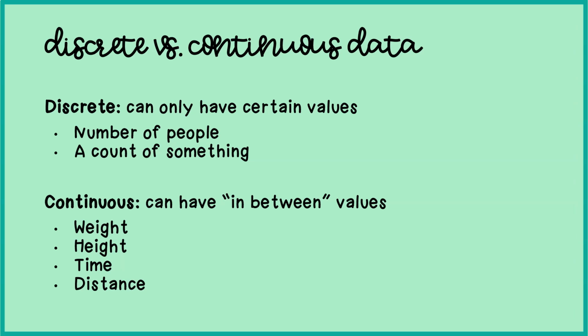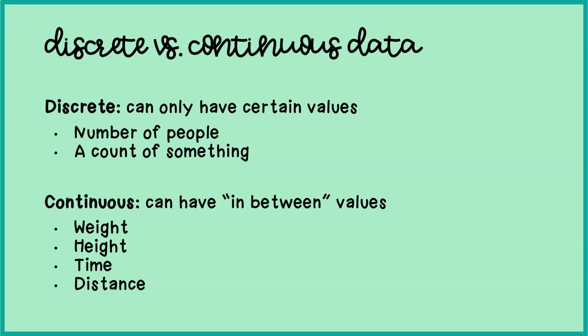In the other videos, I described mean and median, and in this video, I'm going to talk about mode. A good thing to start with is to talk about discrete versus continuous data. Discrete data can only have certain values, and typically we're talking about whole number values, like a number of people or a count or a vote. Whereas continuous can have in-between or fractional values, like height, weight, time, distance, etc.